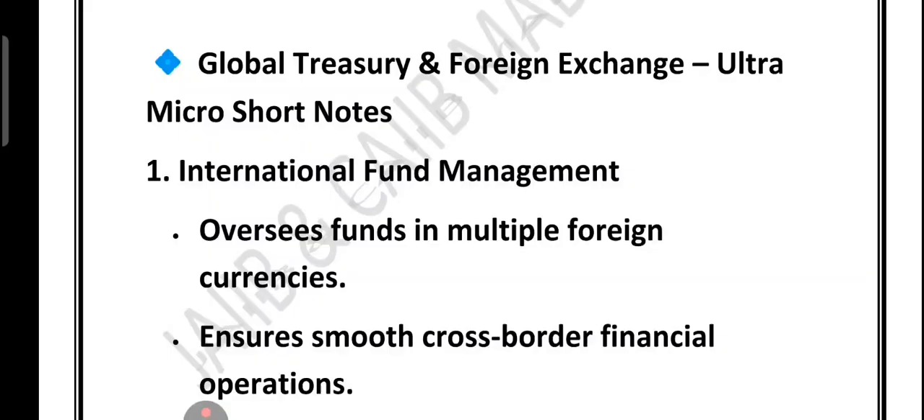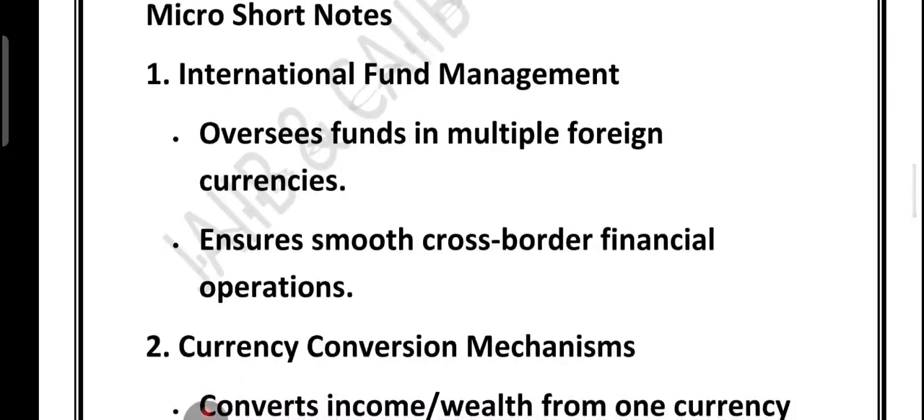Let's talk about global treasury and foreign exchange. We will learn about global treasury management and foreign exchange operations. We have something called international fund management. Global treasury manages funds in multiple currencies. It ensures cross-border operations are smooth, whether for trade, investment or payment.